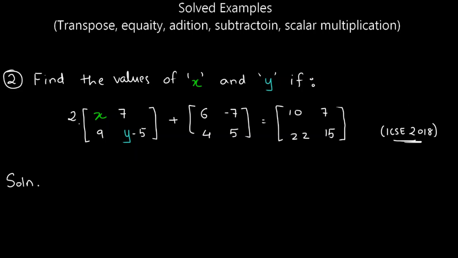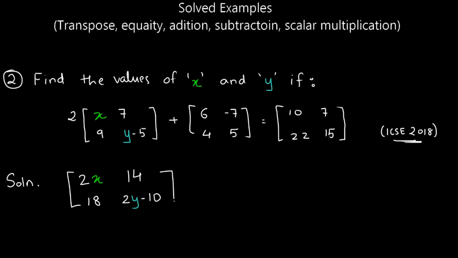The first step would always be to perform the scalar multiplication wherever applicable. That's applicable in the first matrix here. So let's perform that. 2 into x will just make it 2x. Let's maintain the color combination here. Then we have 7. 2 into 7 would make it 14. 2 into 9 will make it 18. And 2 into y minus 5: 2 into y will make it 2y, minus 5 into 2 will make it 10.